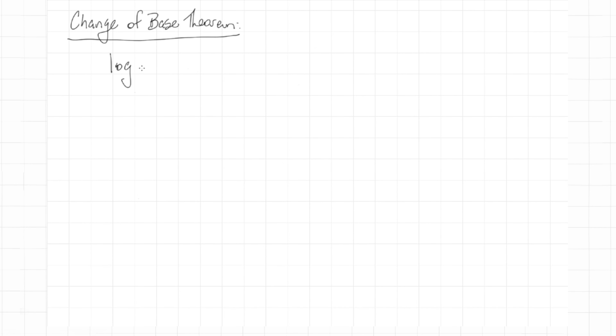We've already seen that we can have log on our calculator. We've got log to base 10 and we've got log to base e, which probably should be written as ln, natural log. So we've got log to base 10 on our calculator, log to base e. What happens if we want log to base 4 of the number 5?